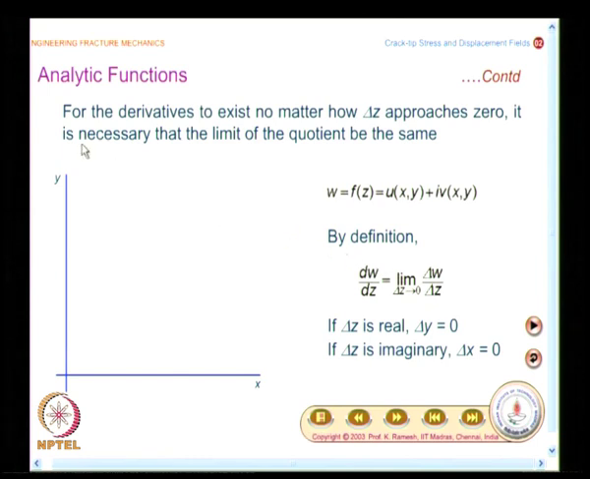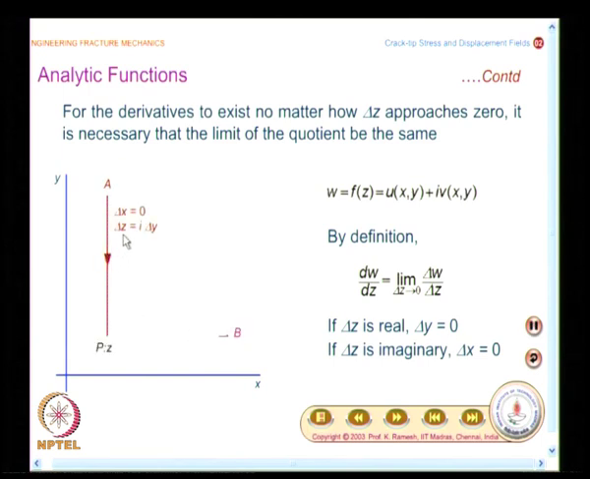What we will have to look at is, for the derivative to exist, no matter how delta z approaches 0, it is necessary that the limit of the quotient be the same. And we have looked at two possibilities. One is, if delta z is real, delta y equal to 0. If delta z is imaginary, delta x equal to 0. And you have a graph that illustrates this.